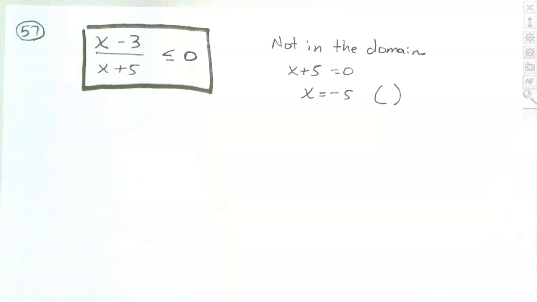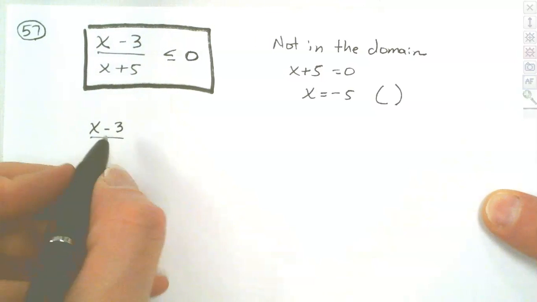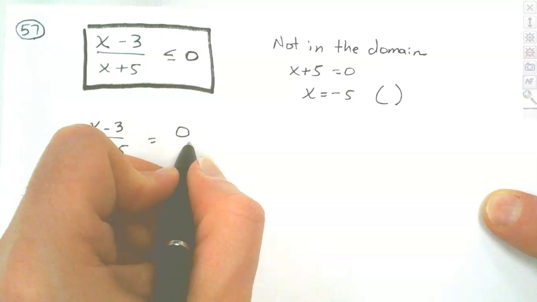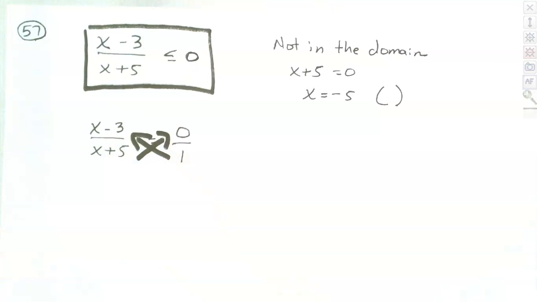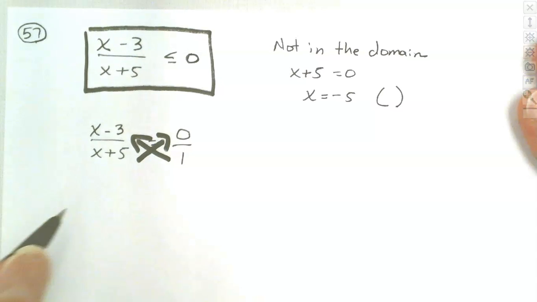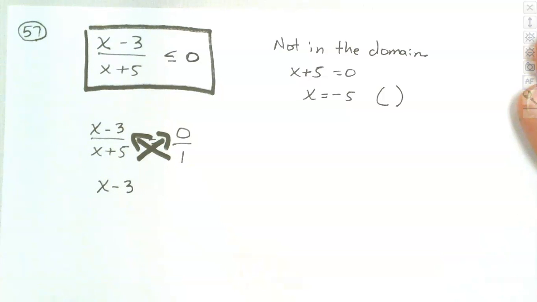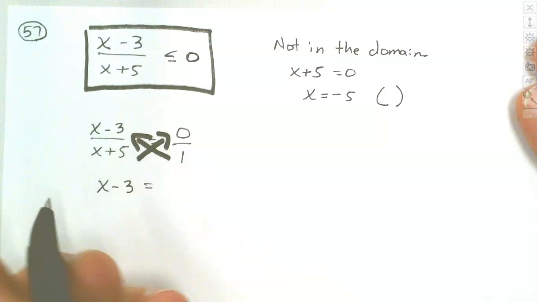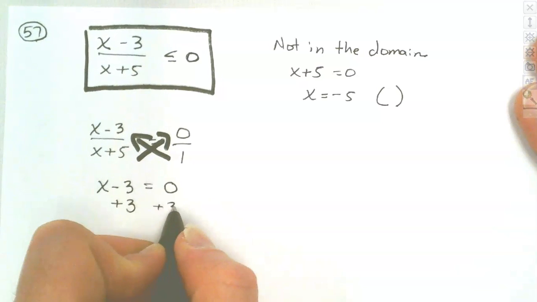Now, what do we do for the next step? Clear our fractions. So x minus 3 over x plus 5 equals 0. I'm going to write that as 0 over 1 so I can cross multiply. It's going to be the easiest way to clear out these fractions is to simply just cross multiply. So cross multiplying, that gives you x minus 3, because 1 times anything is just itself. And then on the right-hand side, x plus 5 times 0 is still what? 0. Add your 3, and we've got our second critical point.